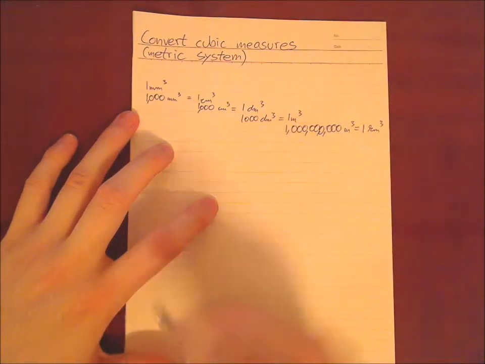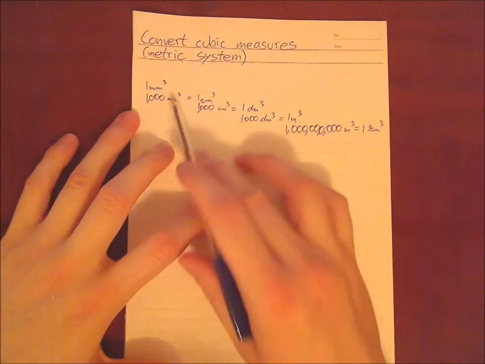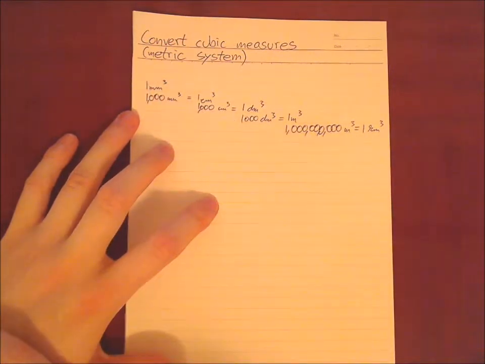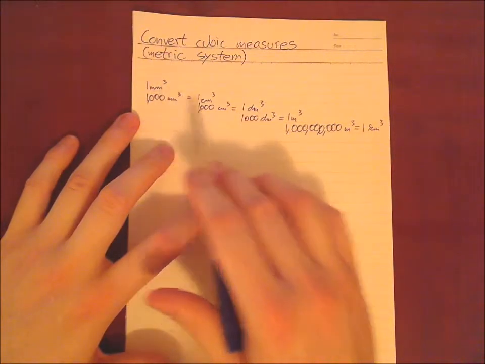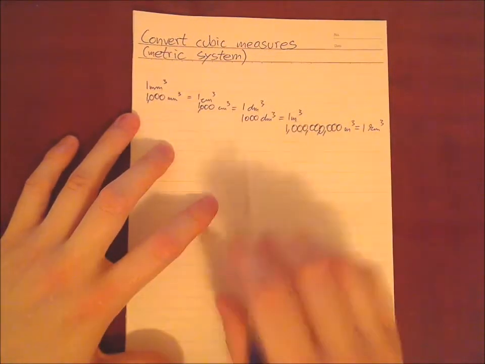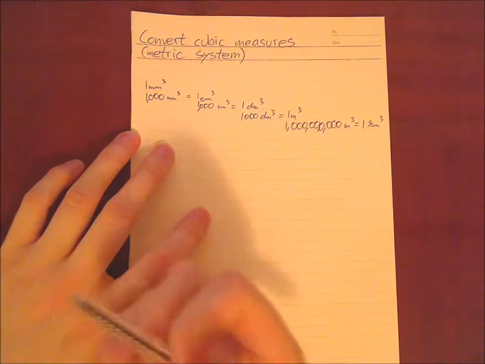So it's very big. 1,000,000,000 cubic meters. And so, except for this one, when you go 1 step, you have to add or to cut 3 zeros. Similar to lengths within the metric system, similar to areas in the metric system, you always have to look at the power, and the power tells you how many zeros you have to add or cut.